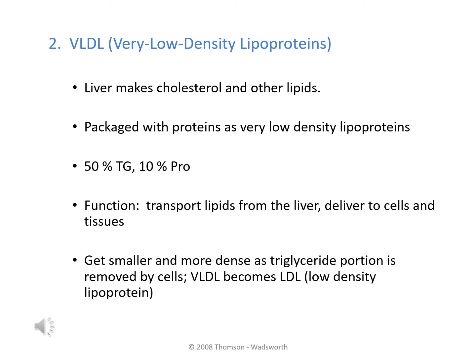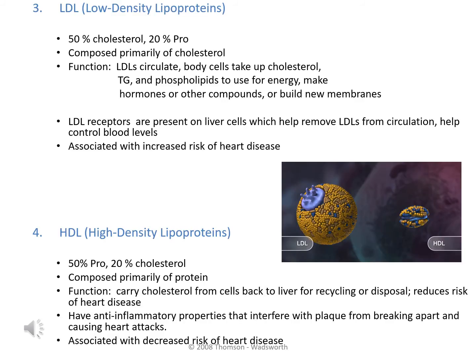the tissue. What happens with the VLDLs is that they get smaller and become more dense as the triglyceride portion is taken up by the cells. Eventually, the very low density lipoprotein becomes a low density lipoprotein. The third category of lipoproteins are the LDLs, or the low density lipoproteins.